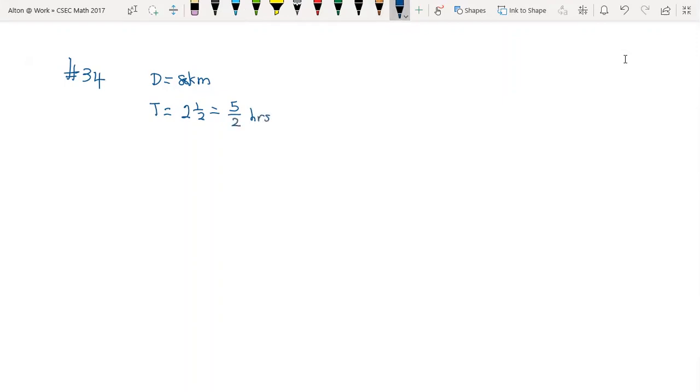Hours. Now, the formula for speed is distance divided by time. So we are given a distance of 8 kilometers, and we are dividing by our time, 5 divided by 2. So let's see how we work that out. I'm going to change the division sign to this, divided by 5 over 2. So this works out to be 8 over 1 multiplied by 2 over 5. So this will give me 16 over 5. Let's see what the answer reads here.